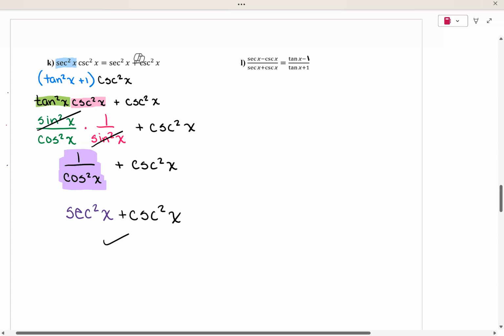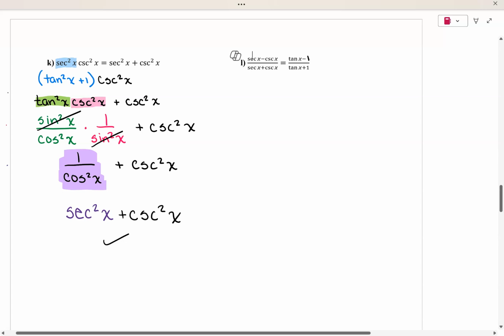Okay. Let's look at this next one. So we have secant x minus cosecant x all over secant x plus cosecant of x has to equal tan of x minus 1 over tan of x plus 1. Let's see. Let's look at this more complicated side. So let's change everything.